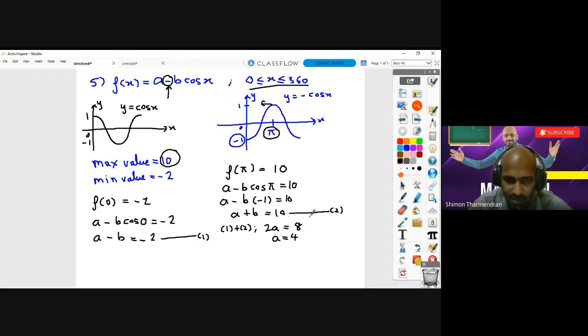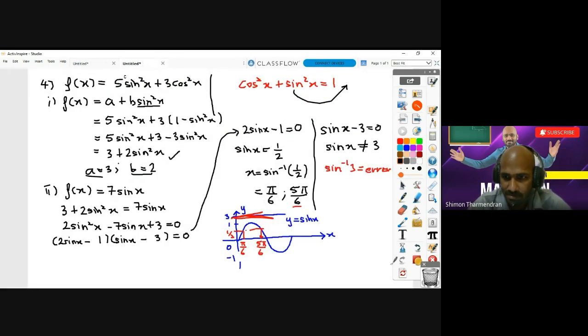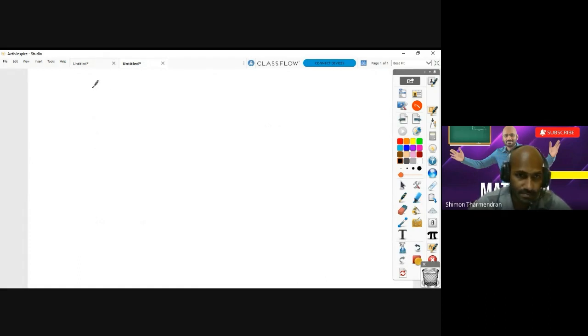Ambil a as 4 and ganti dalam mana-mana persamaan lah. Let's say I just take a is 4 and put it back in there. We've got 4 plus b now equals to 10. And there you go. B equals to 10 minus 4 is 6. So I'm going to put it back in the equation and show you what I meant earlier. I got A is 4 and B is 6, right? So we have over here now f of x equals to 4 minus 6 cos x.